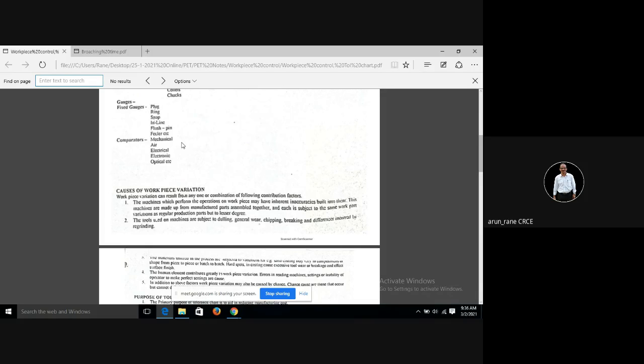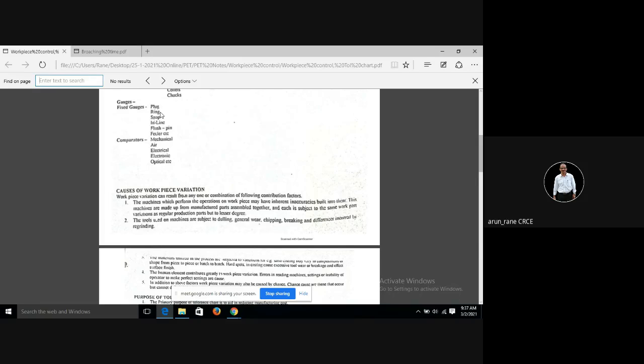Otherwise, suppose the go gauge end is entering, and the no go is also going in, then the component is rejected. If the no go is not going, but go is also not going, then also the component is rejected. Both conditions have to be satisfied for the component to be accepted. Remember. So in plug gauge you have go no go. In ring gauge also you have go no go.